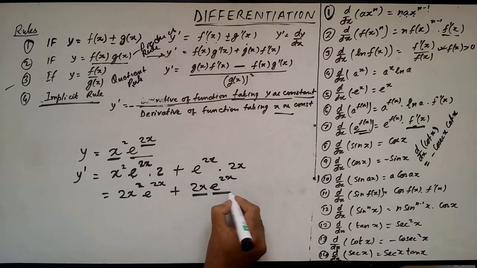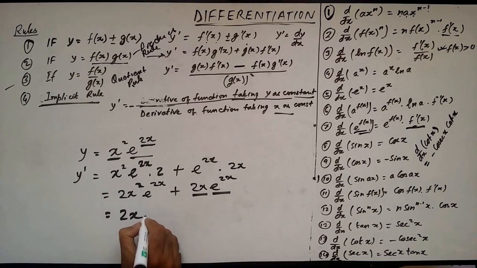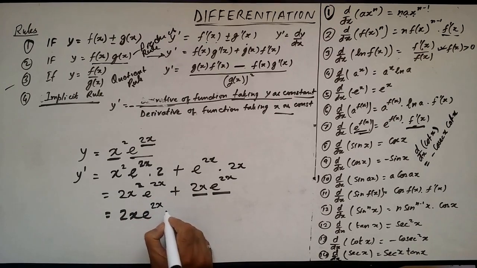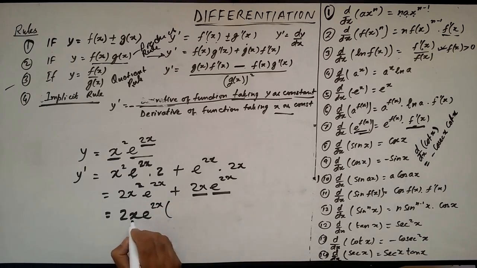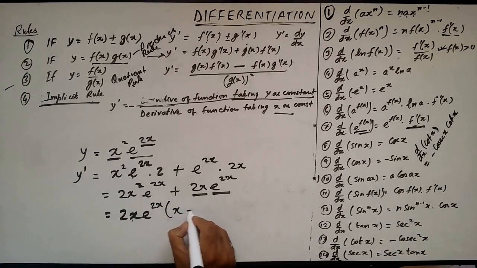Now you see that 2x and e to the power 2x is common, so we can take that outside. So if we take 2x e to the power 2x, only x is left here and 1 is left here. Okay.